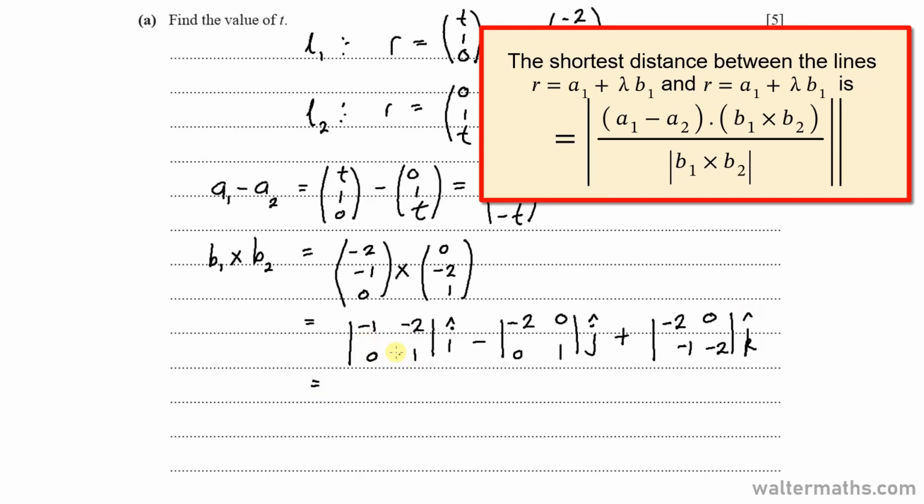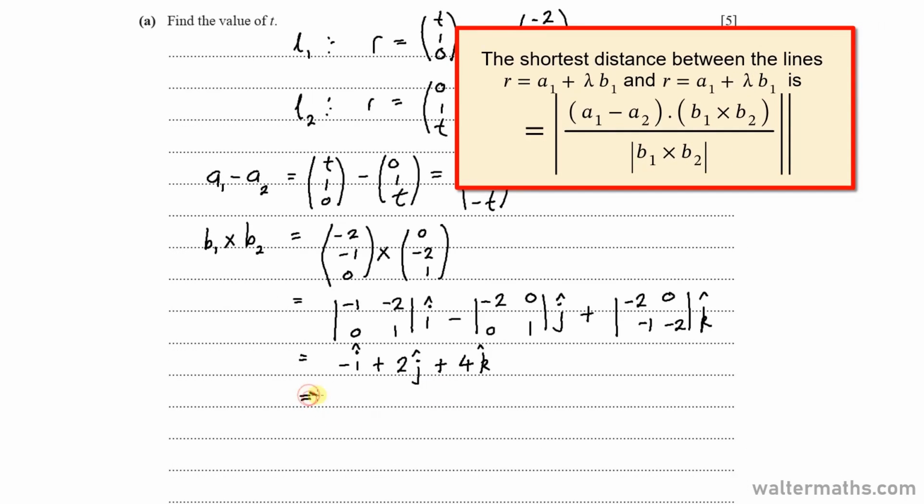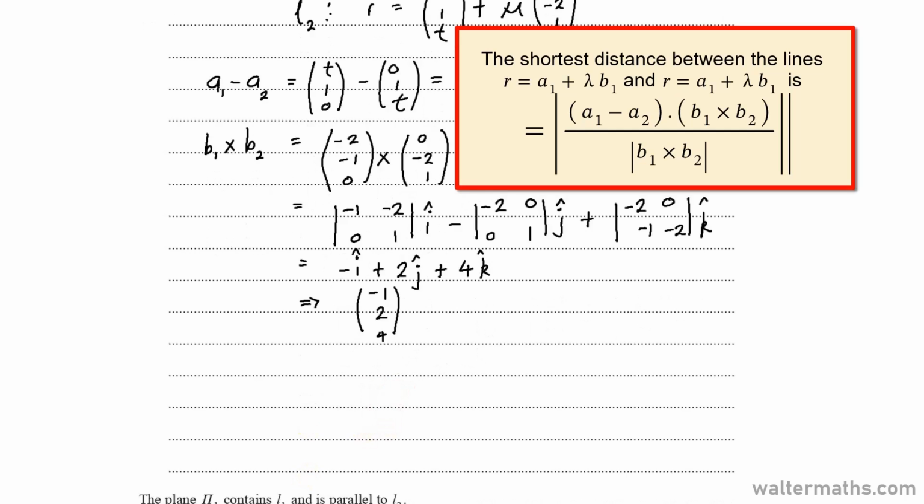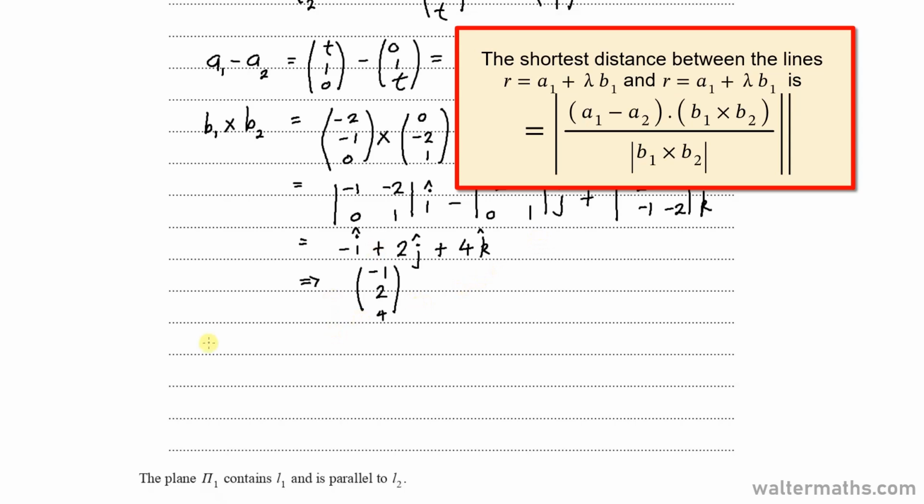Let's simplify this. Here I'll have minus 1 times 1 minus 0 times minus 2. So this is going to give us minus i. And here, minus 2 times 1 minus 0 times 0. And with the minus outside, we get plus 2j. And then lastly, we will have minus 2 times minus 2 minus minus 1 times 0. And that's going to give us 4k. So this is now what we have. This can also be written in column vector form as (minus 1, 2, 4), like this. So from the formula, I will also need the modulus of the cross product b1 cross b2.